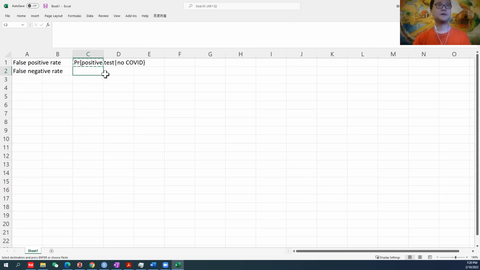All right. Now let's do the same for false negative. Based on the same rule, a false negative is when a person actually has COVID. We're conditional on that. If we already know a person has COVID, what's the probability of having a negative result? This is what a false negative rate means. Am I correct?